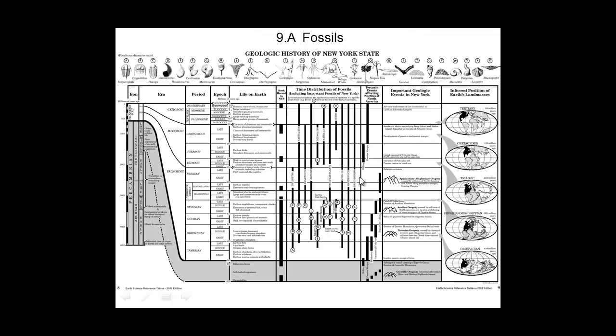Here's a two-page document that I shrunk down. It's actually a very marvelous look at the Earth's history. It's from the perspective of New York State, because this is for the New York regions. It is page 8 and page 9 of the Earth Science reference tables. This is a 2001 edition. They do have a 10 and an 11 edition, which I probably should have put in here.